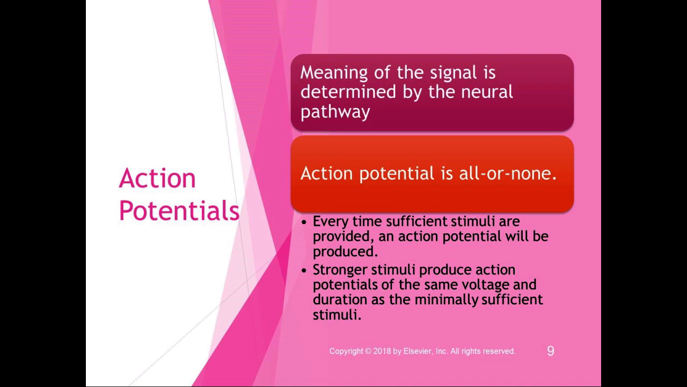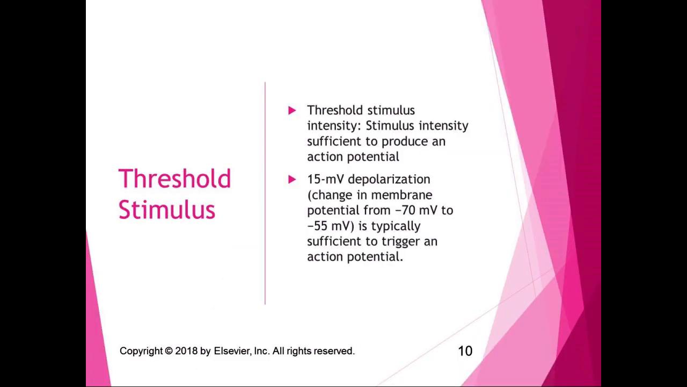The meaning of the signal, we don't know it yet. It's going to be determined by whatever neural pathway it takes. So the action potential is just you have sufficient stimuli to generate the action potential, and then it propagates down the neuron. The threshold stimulus intensity is the intensity sufficient to produce an action potential.